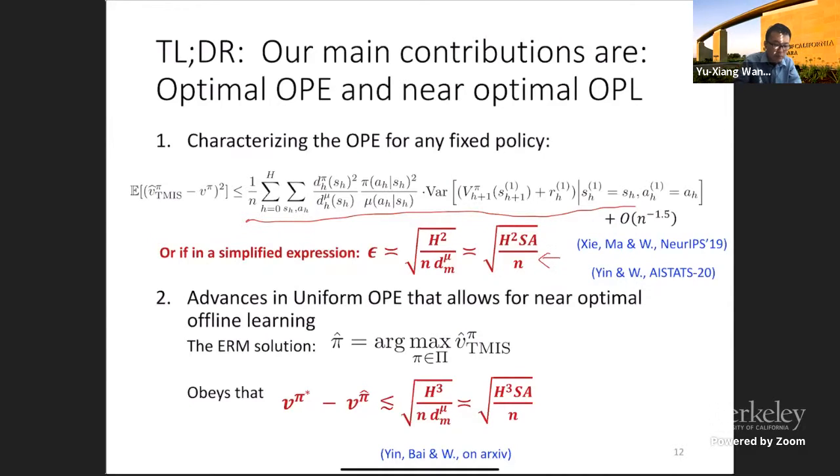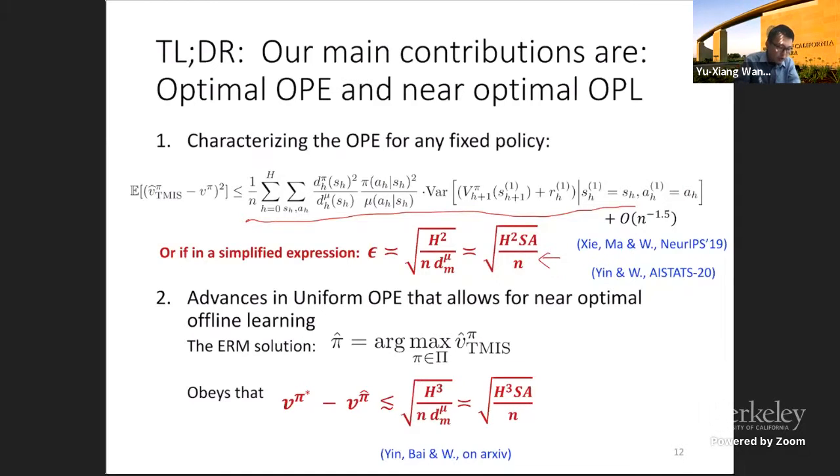One thing I also want to point out is that the leading term in this expression is also the Cramér-Rao lower bound. So essentially, we have completely solved, at least asymptotically, the pointwise OPE problem, because it matches the lower bound for every pi, mu, and MDP triplet.